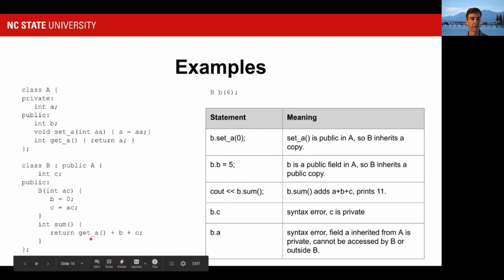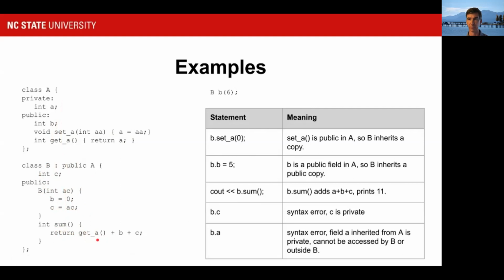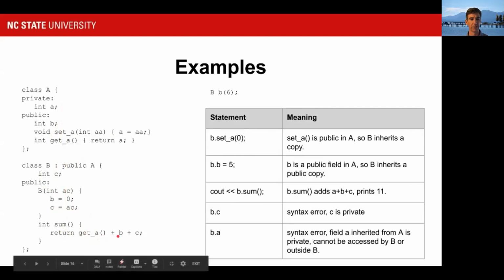And I'll point out to you that this get A is the get A function from class A that it inherits. So we can call that because it's a public function. And then B is a public field from class A that is able to access. And C is its own field that's private.